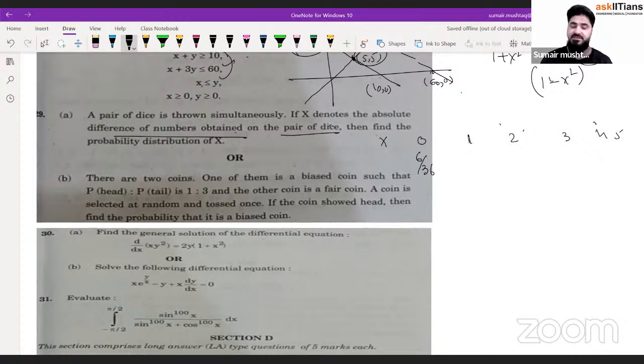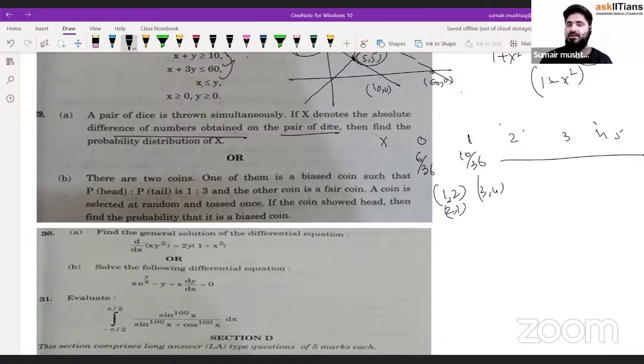Now, how to get the difference as 1? Easy. You can find the difference as 1 if on one die you get 1 and on the other you get 2: (1,2), (2,1), (3,4), (4,3), like that. And there are 10 such values. So it will be 10 by 36.